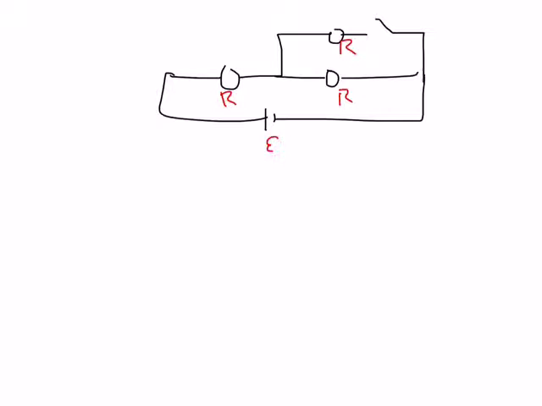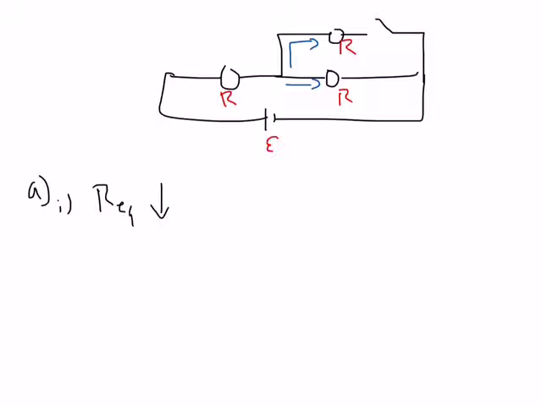So part A, we have a prediction. Bulb 1 will get dimmer, or will decrease in brightness, when the switch is closed. The first part is, do we agree or disagree? To do that, we need to look at what changes about the circuit as a whole. If we close the switch, we give the current, instead of just one path, two paths. So that's going to lower the equivalent resistance.